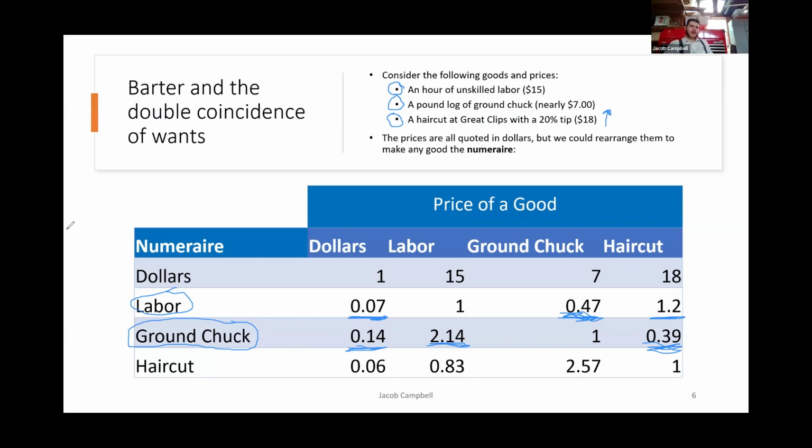But in general, we can take any item or any service and translate all other prices into quantities of that good or service. And that's what's meant by the numeraire. The numeraire is sort of a measuring stick. It's a way of calculating value or of calculating opportunity cost by asking, if this is what I'm thinking of giving up, how much of it do I have to give up to acquire something else?